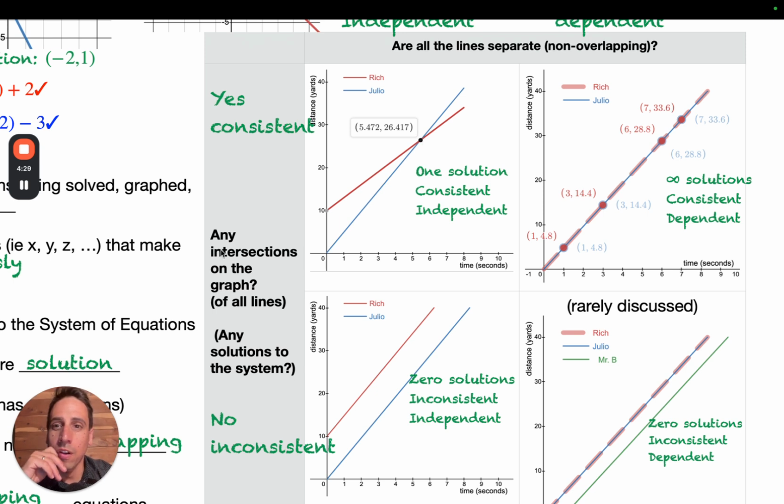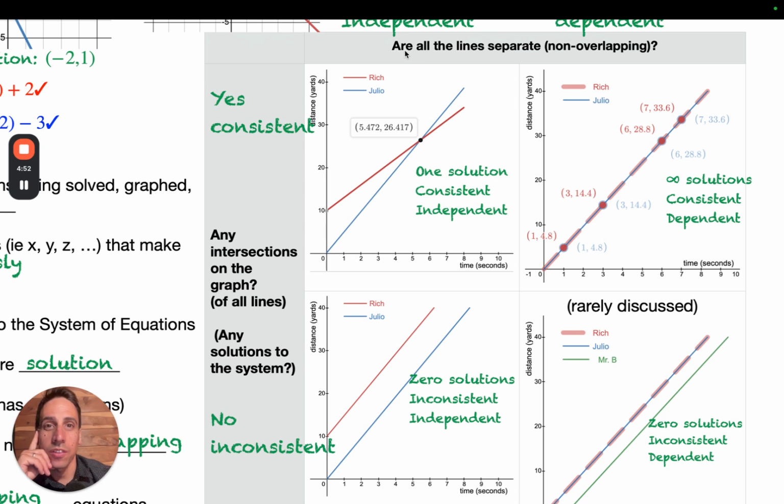And so, the first question is, are there any intersections? Yeah, there is. There's one. You can see it right here. Are there any solutions to the system? Yes. And so we're going to call that consistent. Down here, what if they were running at the same speed? You could say, are there any intersections or are there any solutions? The answer would be no. We call that inconsistent.